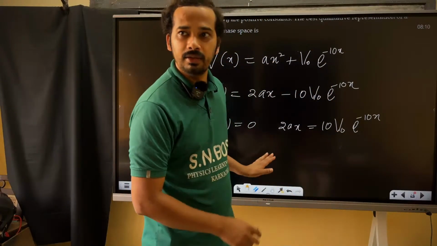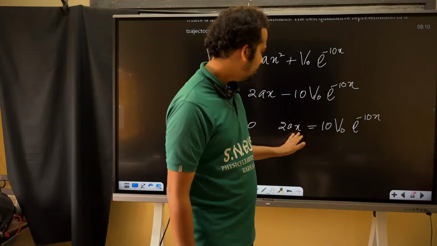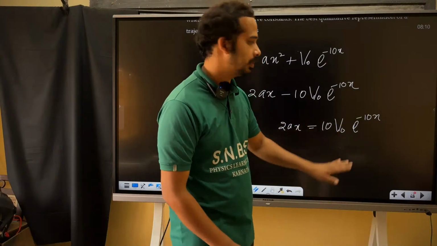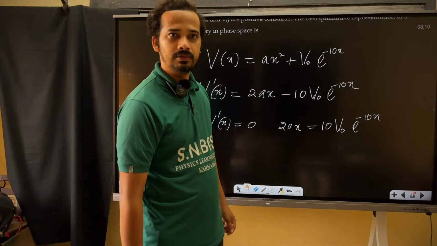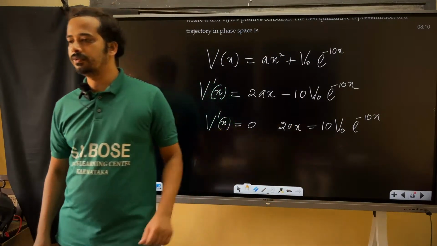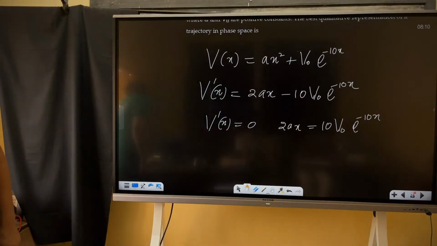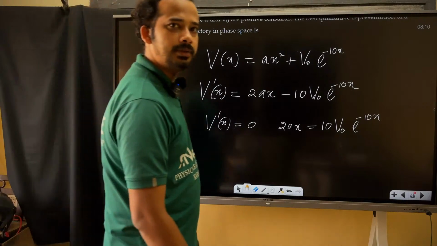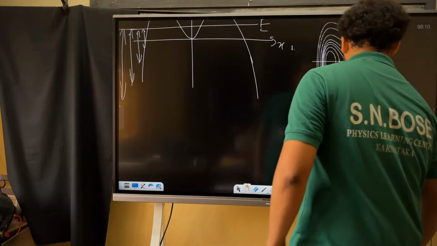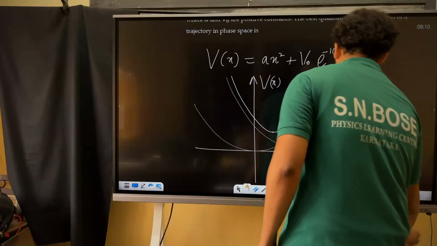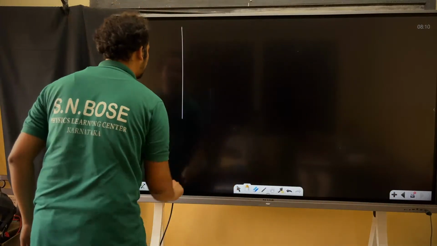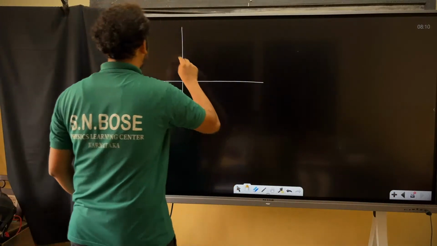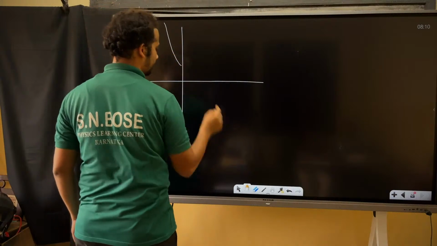Anyway, but logically you can get this equality is positive because this cannot be negative, for some positive x value. That means you have one extremum at positive x value. At least that you can observe here. So once you plot this one, let me plot it one more time. So it is sharply increasing here.